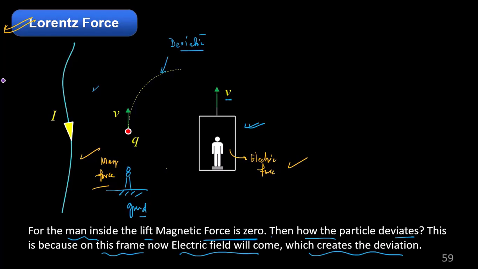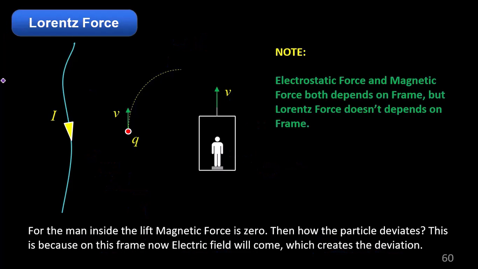In whichever frame I am observing the particle, it is symmetric. So the Lorentz force is independent of frame. In any frame, I can see the force. So the electrostatic force and the magnetic force are both frame dependent, but the Lorentz force does not depend on the frame.